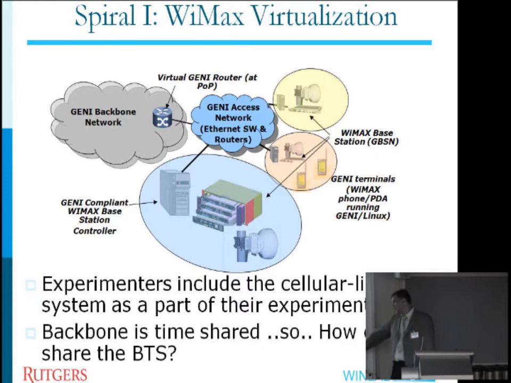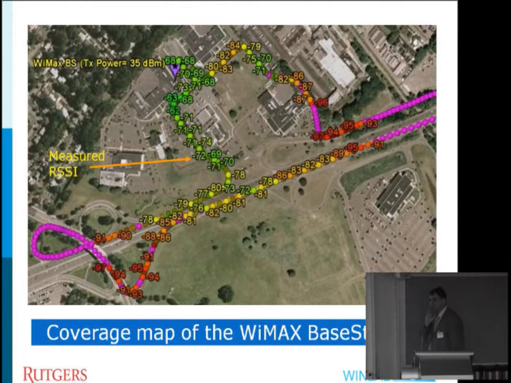On the other hand, it's really inefficient if we give a base station to a researcher and he's the only one who can play with it. So the main idea: how do we share the base station among multiple experimenters? That's what we try to do with the WiMAX. Just to prove it, the WiMAX base station is actually sitting on the roof of our Route 1 building. Unfortunately, the antenna is not elevated. It's sitting in the pit wall inside the enclosure for the air conditioner.